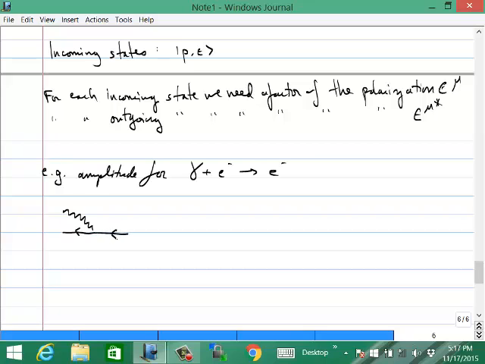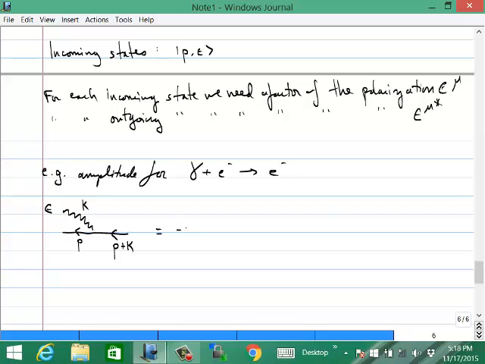Okay. So here I need to label the incoming photon by some polarization vector. The incoming photon will have some momentum that I'll call K, and the incoming electron will have some momentum that I'll call P. And then the outgoing electron, by momentum conservation, will have a momentum P plus K. Remember, I'm using the convention that momentum is flowing from left to right in this diagram. So then what is this?